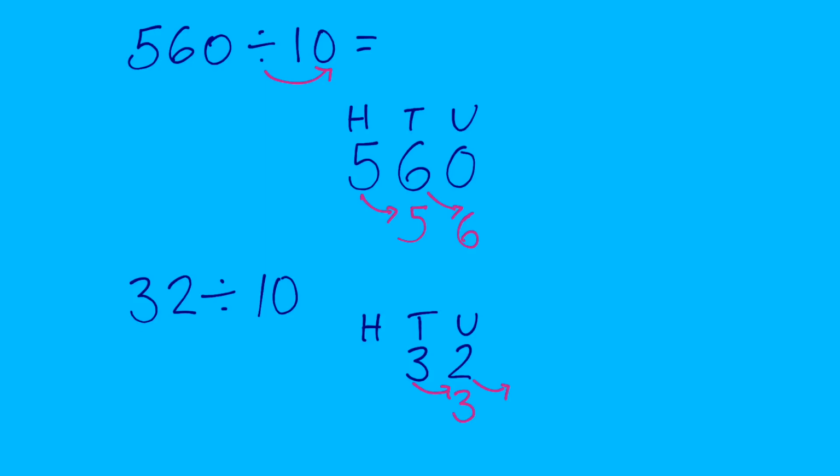So what's actually happened is we need to create a new column in our place value chart. Now in place value, after the units we get a decimal point, and after that we get the tenths column. So what we've done is we've moved the 2 into the tenths column, and we have to draw ourselves a decimal point. So we can see that 32 divided by 10 gives us the answer 3.2.